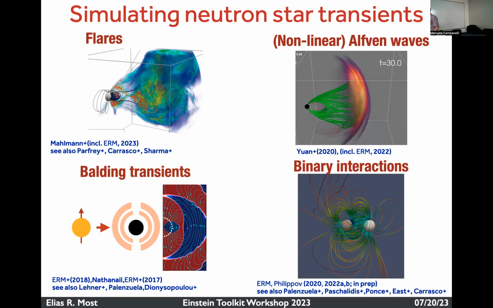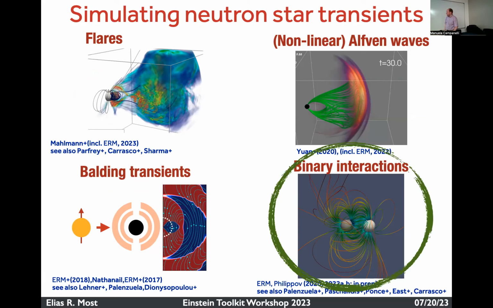And the interesting thing for this community here, I think, is that in terms of simulation, a lot has happened over the past decade. Basically, for each of these processes, you run different sophistication, different types of simulations, and study what are actually the impacts of this. What are the impacts of flares? What are the impacts of alpha waves, binary interactions, or balding transits?